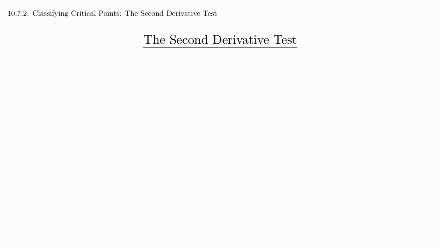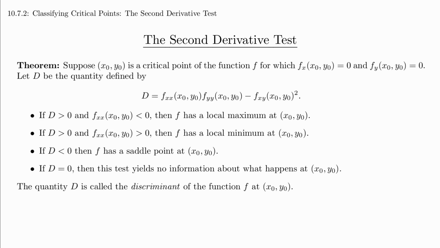Here's the statement of the second derivative test. Theorem: suppose (x0, y0) is a critical point of the function f for which the derivatives are equal to 0. Let D be the quantity defined by this equation. Then there are 4 cases to consider. If D is positive and the second partial derivative with respect to x is negative, then f has a local maximum at (x0, y0). If D is positive and the second partial derivative with respect to x is positive, then f has a local minimum at (x0, y0). If D is less than 0, then f has a saddle point at (x0, y0), and if D equals 0, the test yields no information.